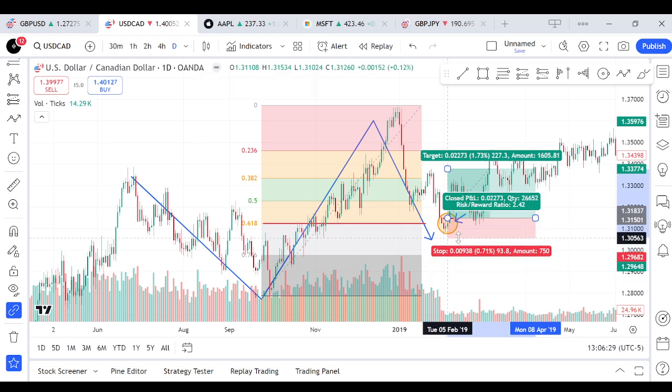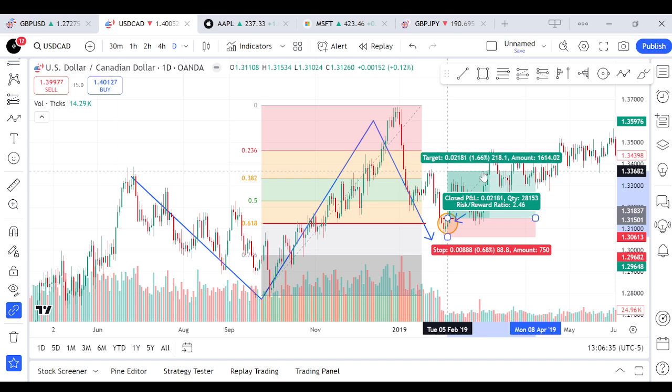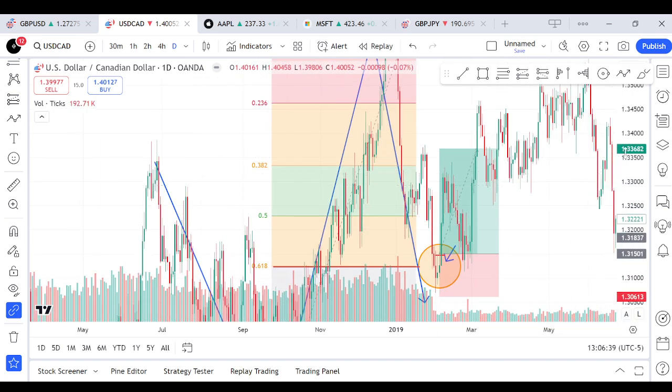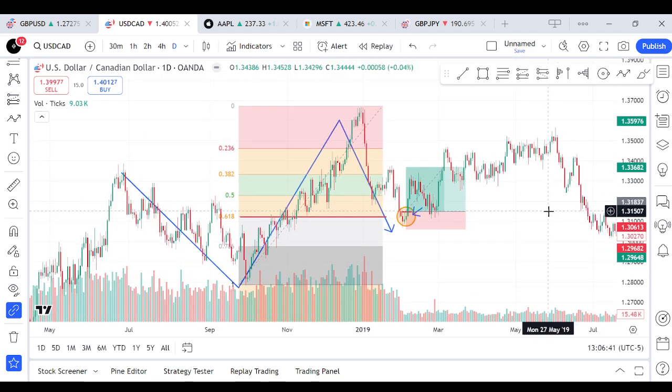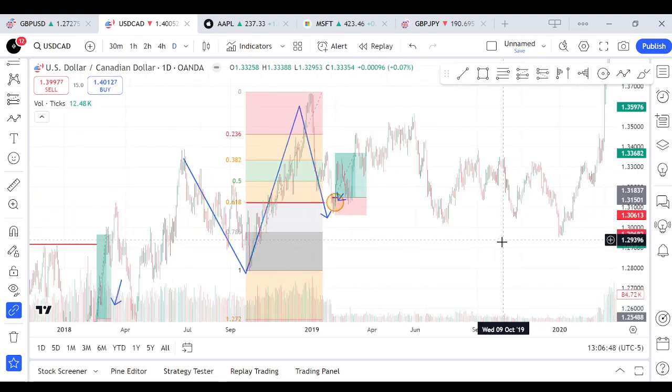and a stop loss just below that low, and take profit could be at this swing high or at this resistance here, a smaller resistance. And that's how we were able to catch that trade with the bullish shooting star candlestick pattern.